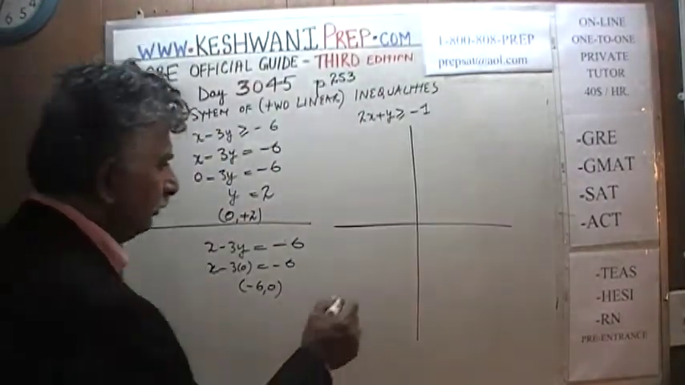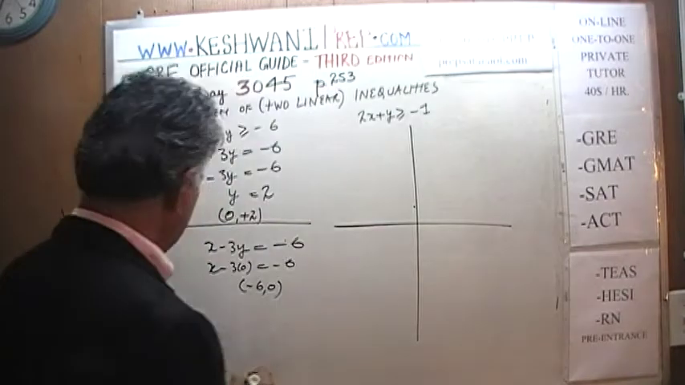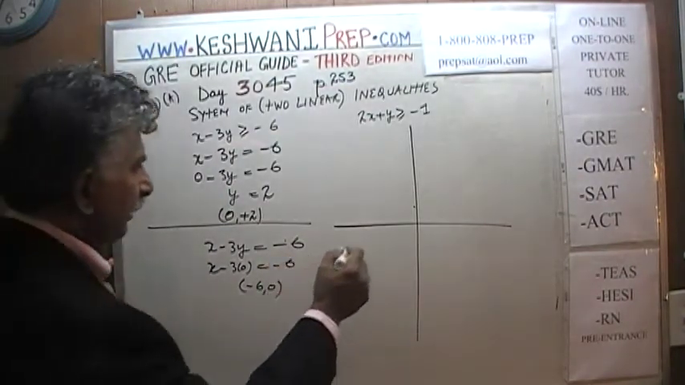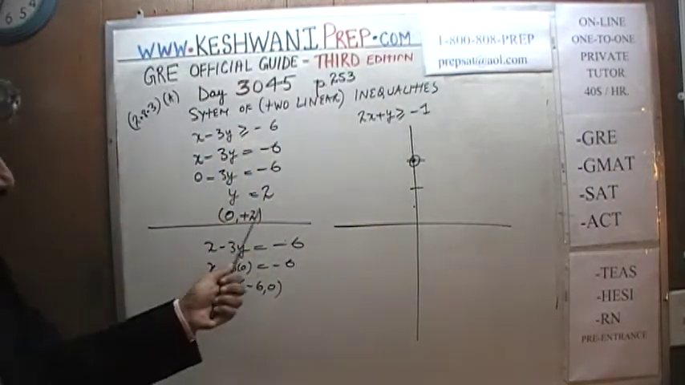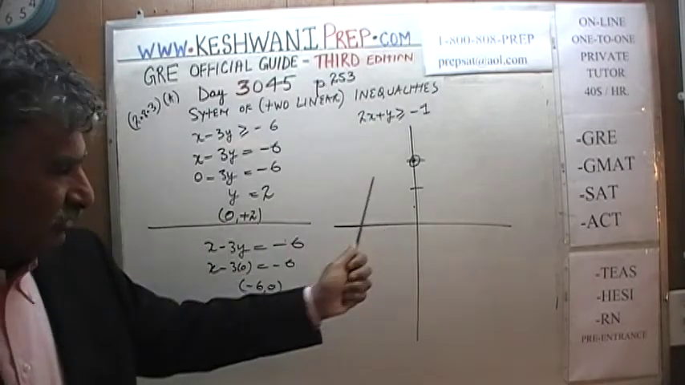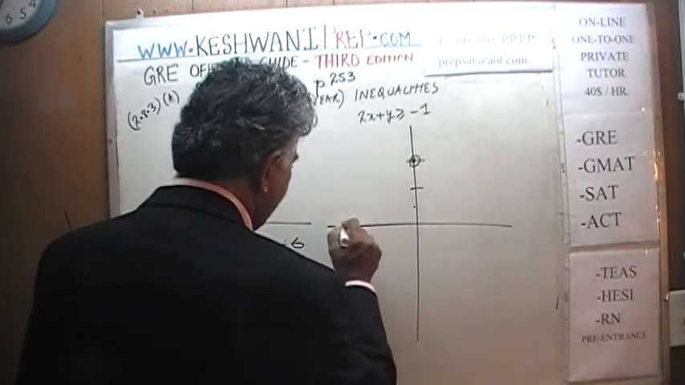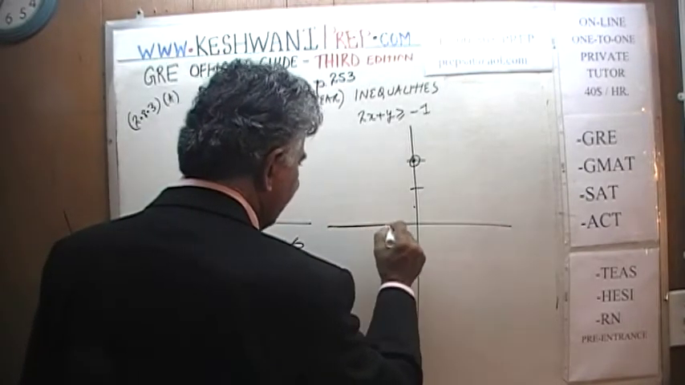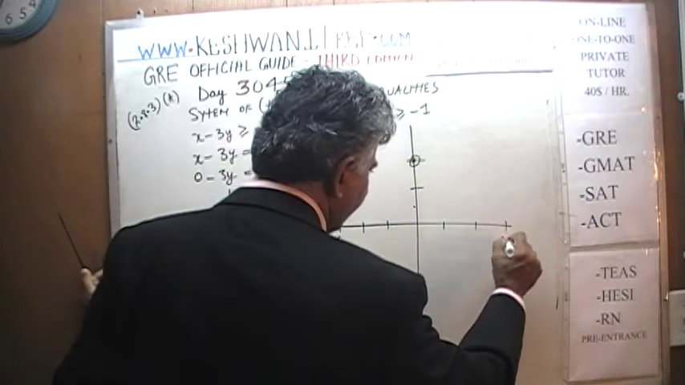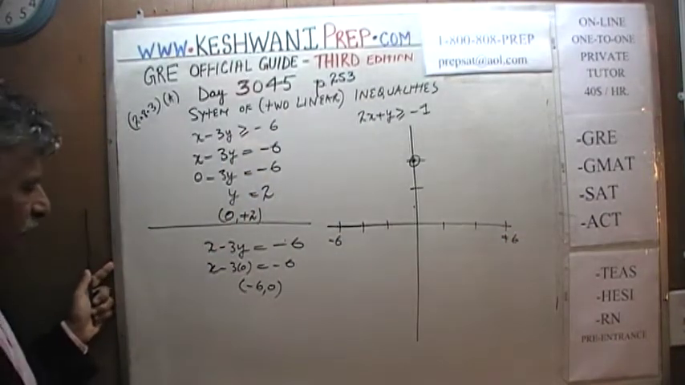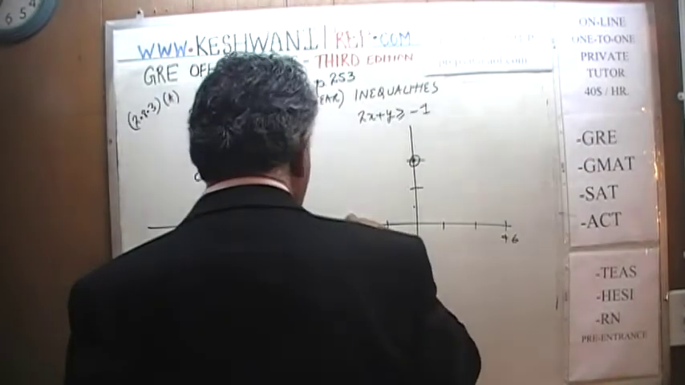So 0, 2, let's put it here. x is equal to 0 and y is equal to 2. Let's put 1 and 2. If it turns out that we need more room when we deal with the second inequality, I may have to adjust the scale, but we'll worry about it later. Negative 6 and 0. x is equal to negative 6. Let's put here 2, 4, 6, and negative 6. As long as you're reasonable, it's fine. So negative 6 and 0. So that's the first inequality. Let's plot it here. Join the two.